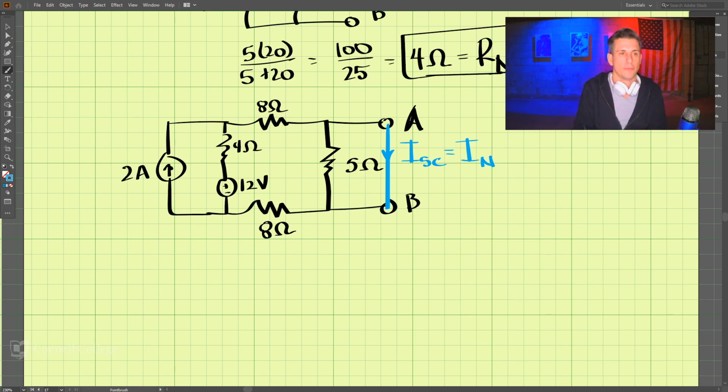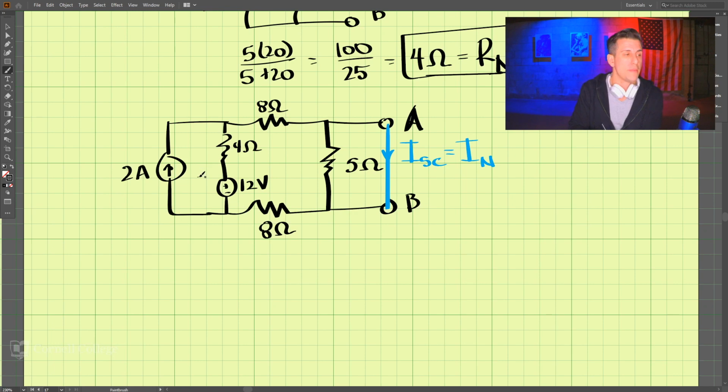So let's keep going. Grab a different color here. All right, so how do we want to solve this? Would it be useful to use KCL or KVL? We can choose what we want to use here.